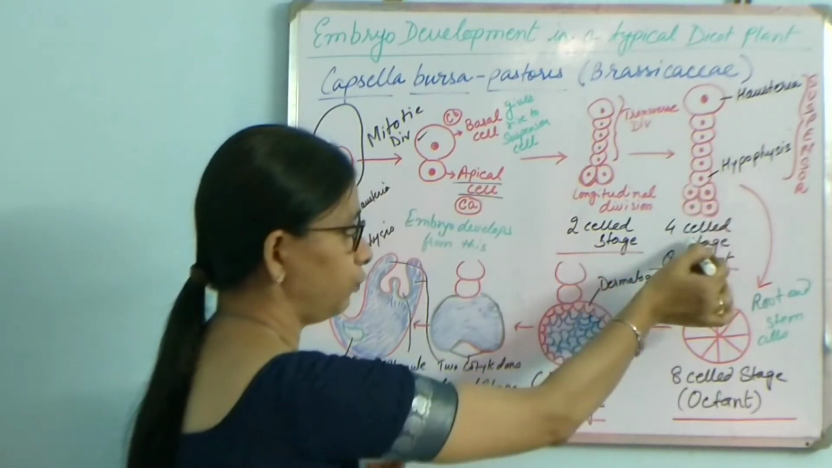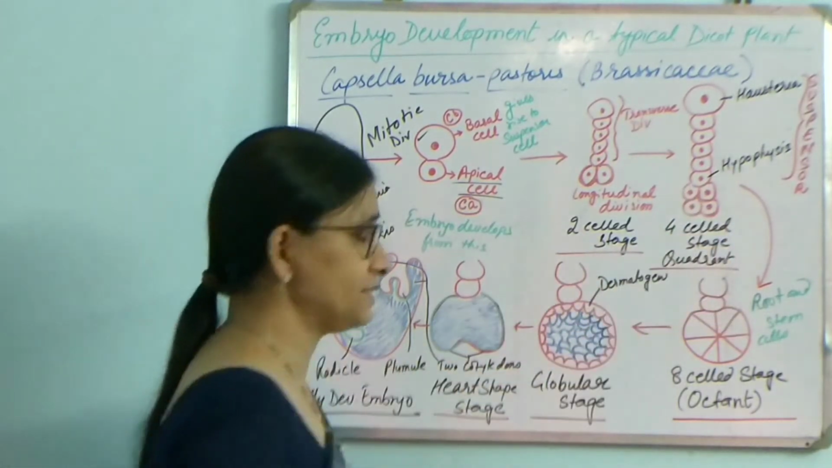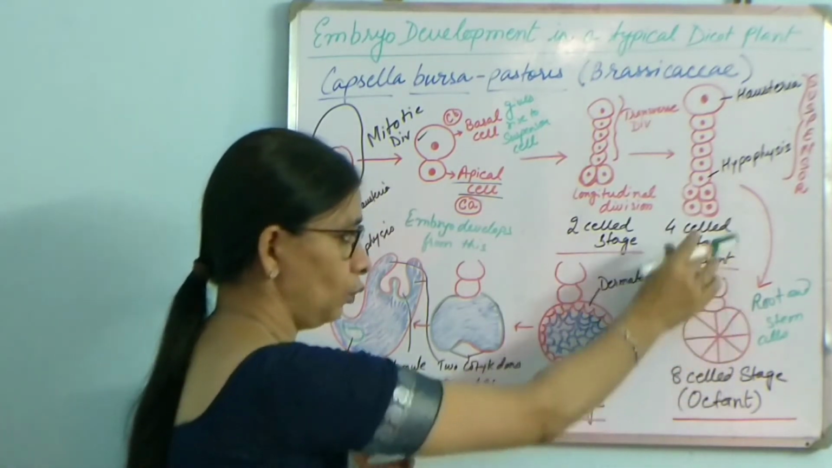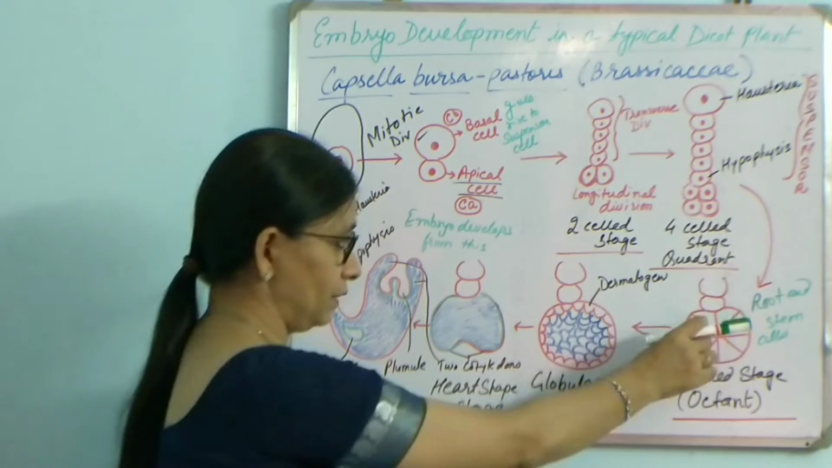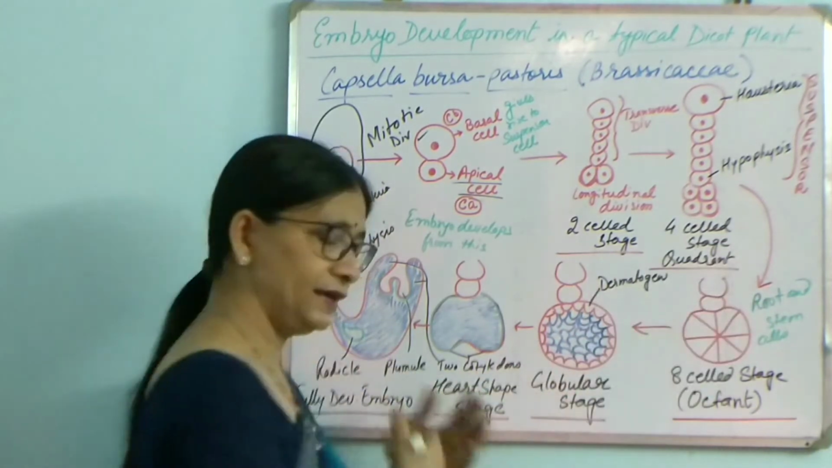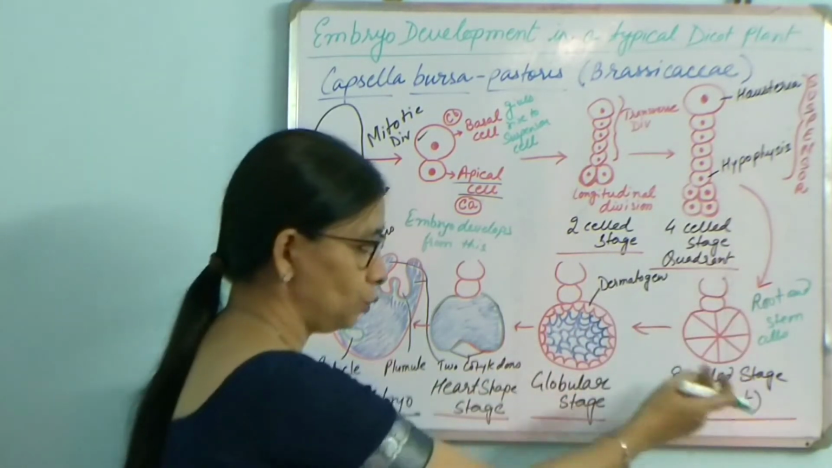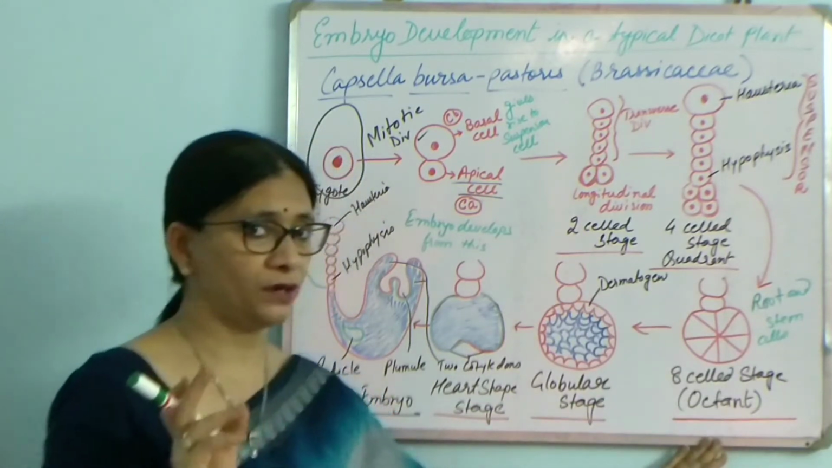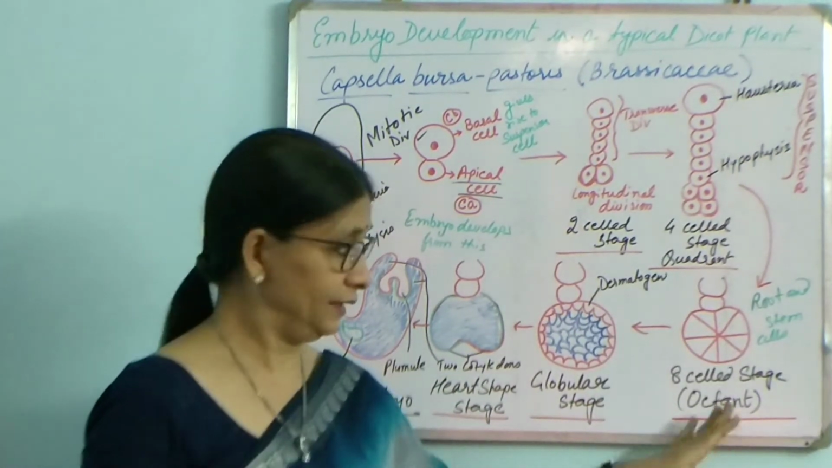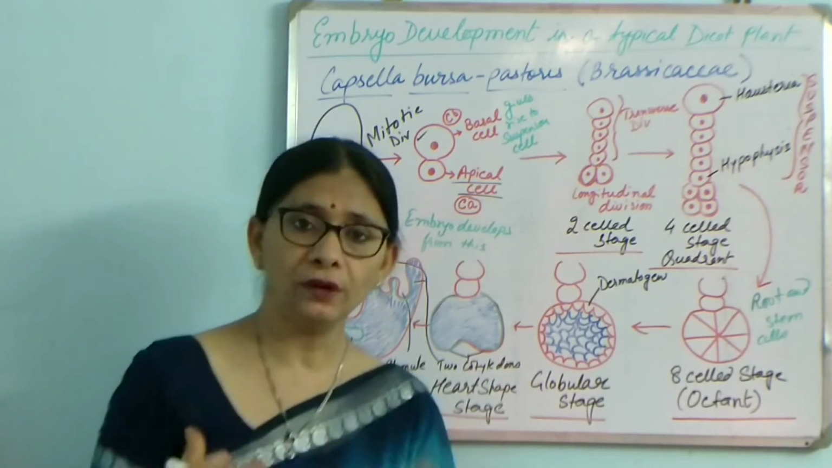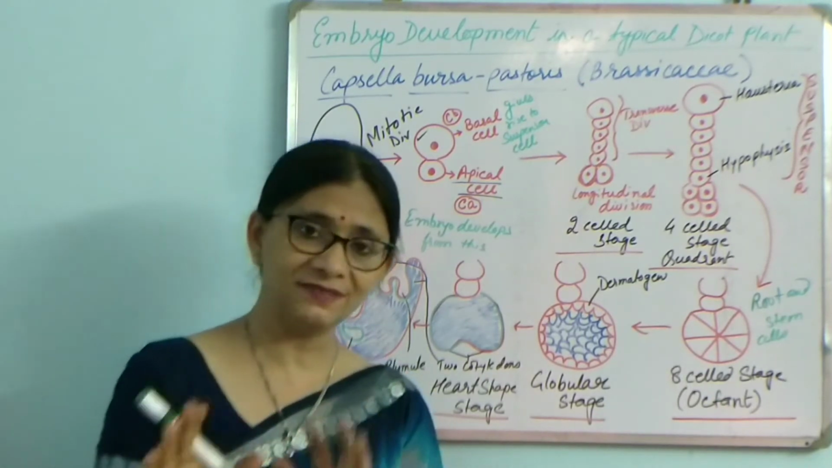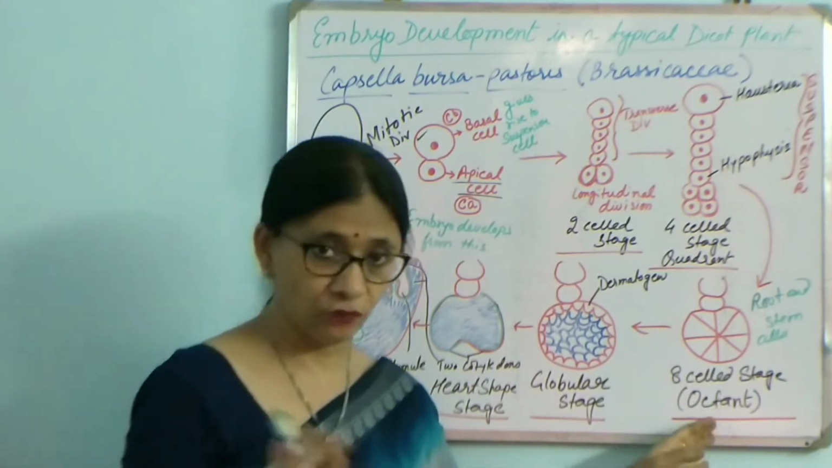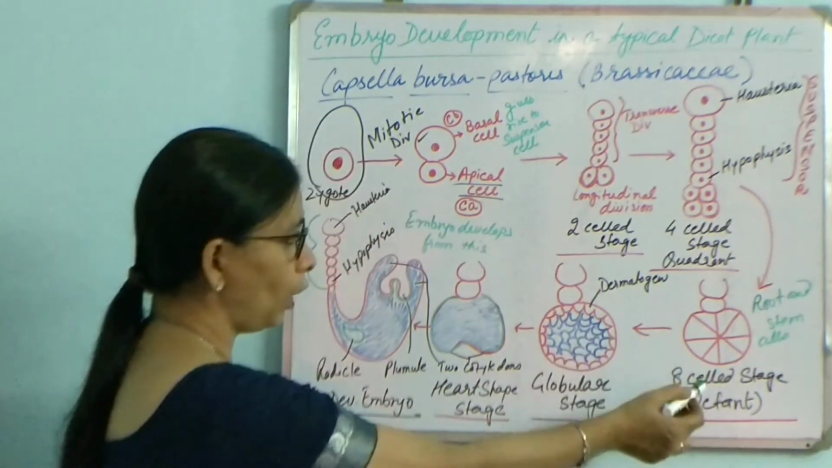So now we have four-cell stage. Four-cell stage is known as quadrant. Now we shall be concentrating only on the embryo development. So the quadrant again divides one more division and gives rise to 8-cell stage, which is known as octant. Now octant stage has got a speciality. Here we get the root and stem cells. Root and stem cells are demarcated in the octant stage of embryo development.